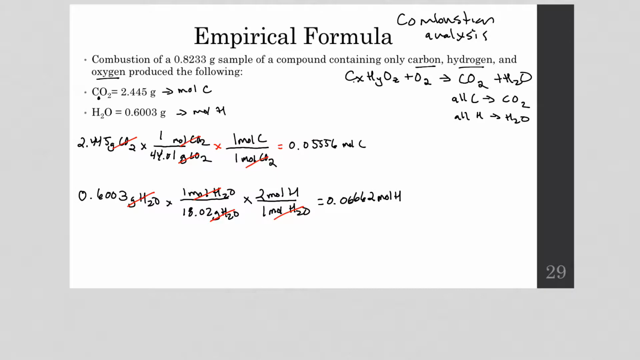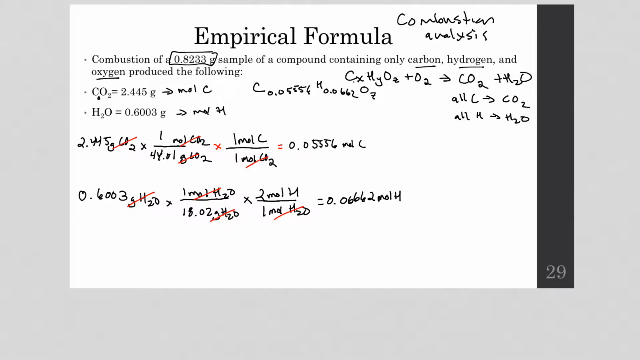So now, at this point, I kind of know what these are, right? I know I could rewrite this as carbon 0.05556, hydrogen 0.0662, oxygen, right? I don't know what the oxygen is. So I'm setting up this ratio. Now, how can I get to the oxygen? Well, we have to go back to our mass here.